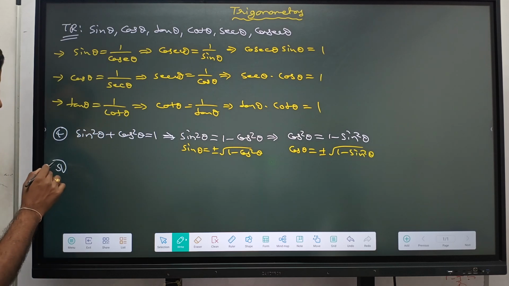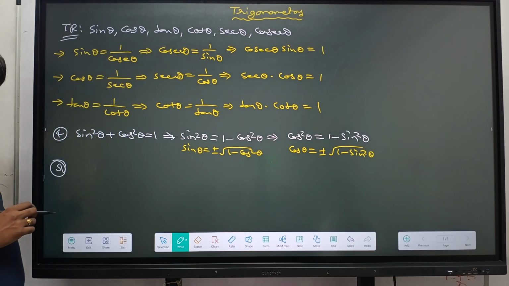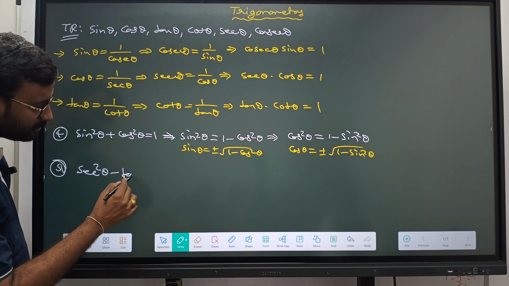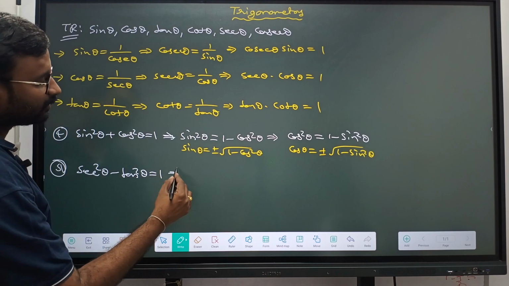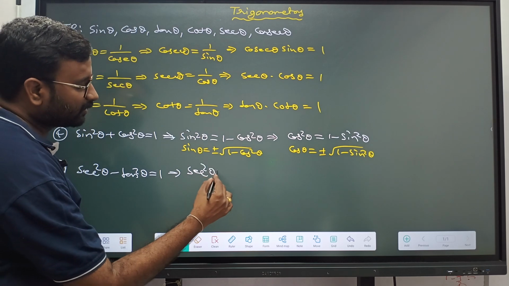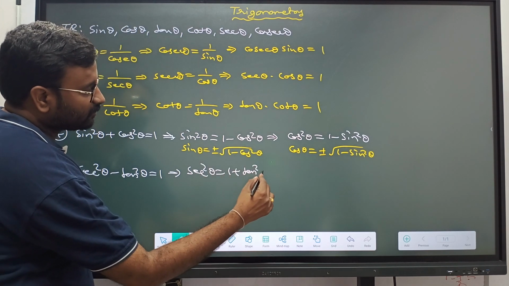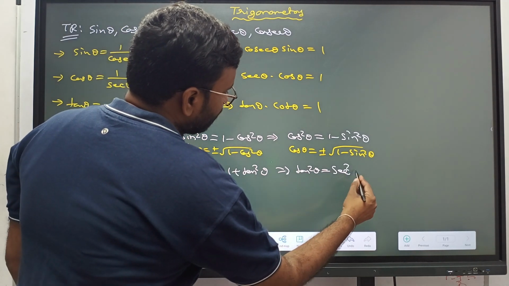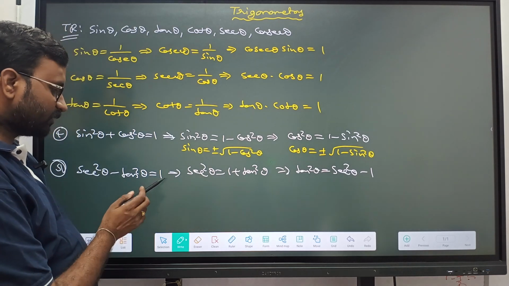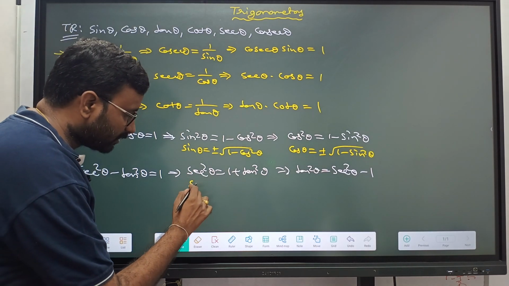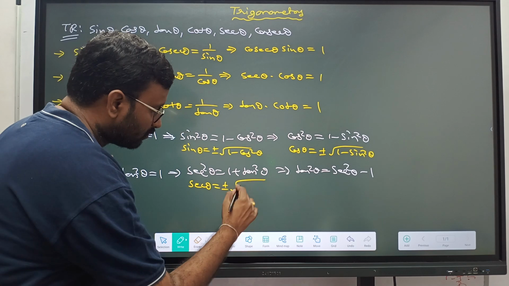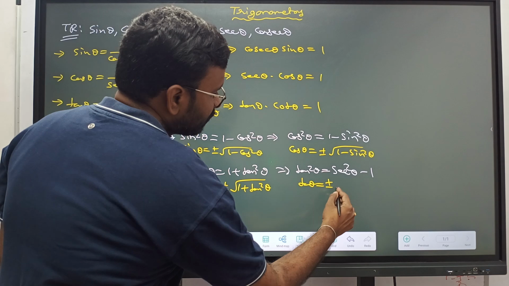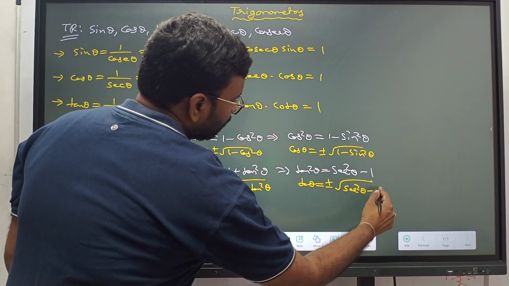And the fifth one: secant square theta minus tan square theta is equal to 1. Then secant square theta is equal to 1 plus tan square theta, and tan square theta is equal to secant square theta minus 1. Taking tan square theta to this side, secant theta is root over 1 plus tan square theta, and tan theta is plus or minus root over secant square theta minus 1.